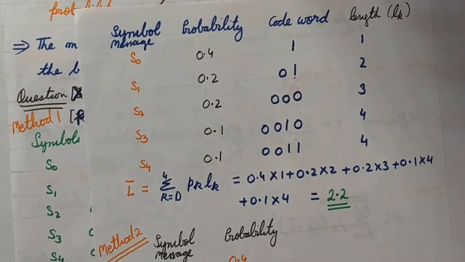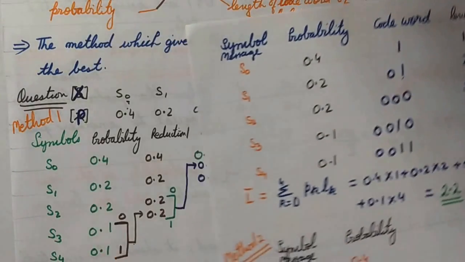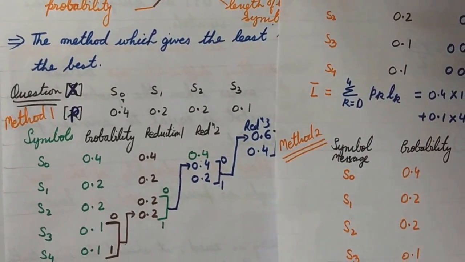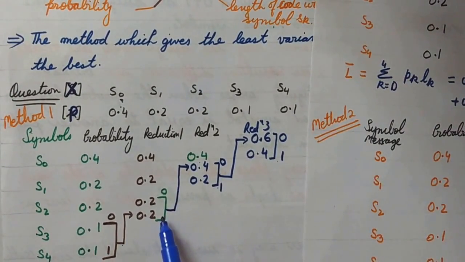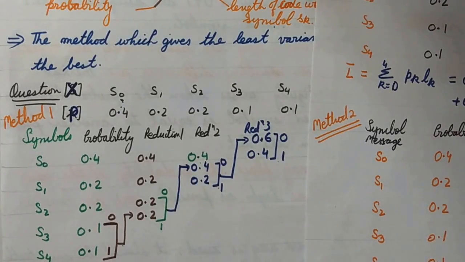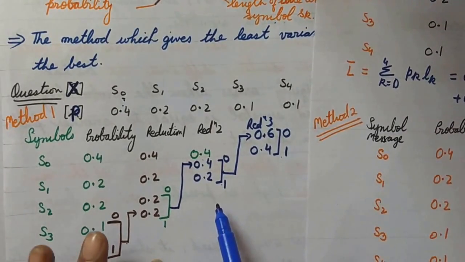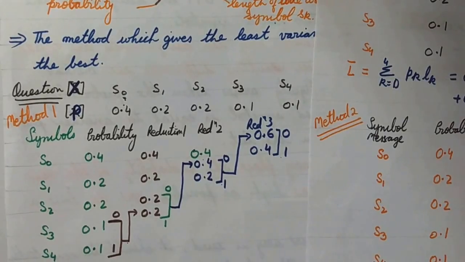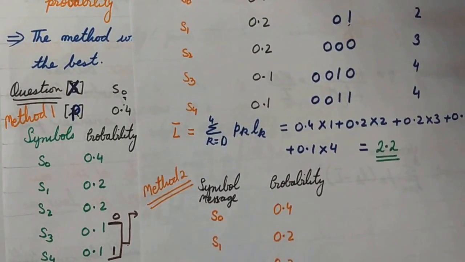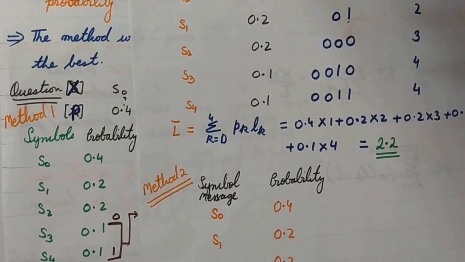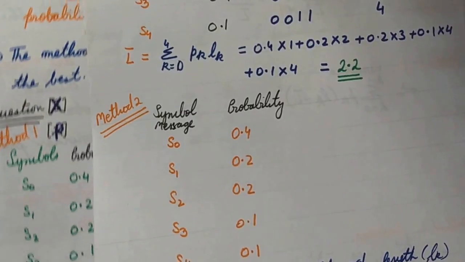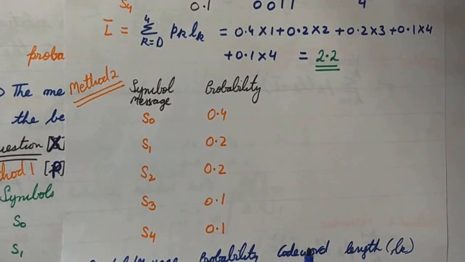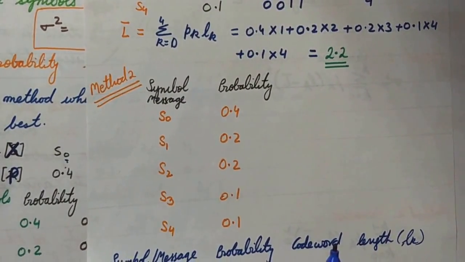So this is one method in which I have placed the sum of the probability as low as possible. This is the method which I used in my previous video of Huffman coding. So here I have calculated L bar, I have got 2.2, and now I'm going to move to method number 2, in which I'll be placing the sum as high as possible.